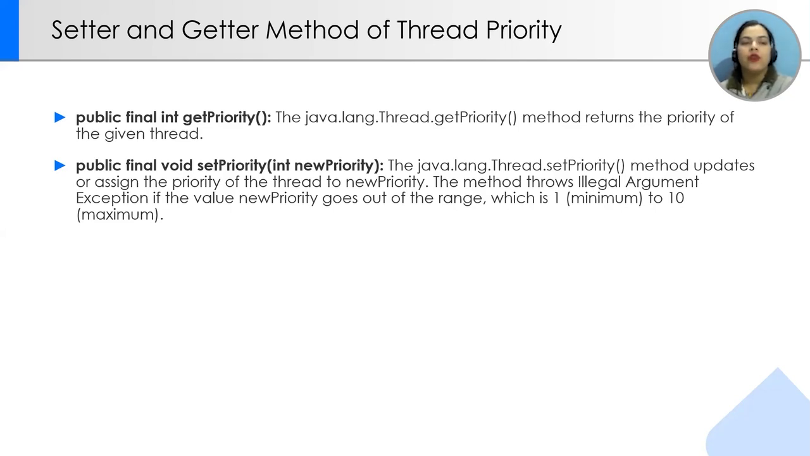Then what do we have to do? We have to use the set method. That means the setter is used to change the priority and the getter method is used to return the priority. The set method throws an IllegalArgumentException if the new priority goes out of range. That means the minimum value of priority should be 1 and the maximum value should be 10.